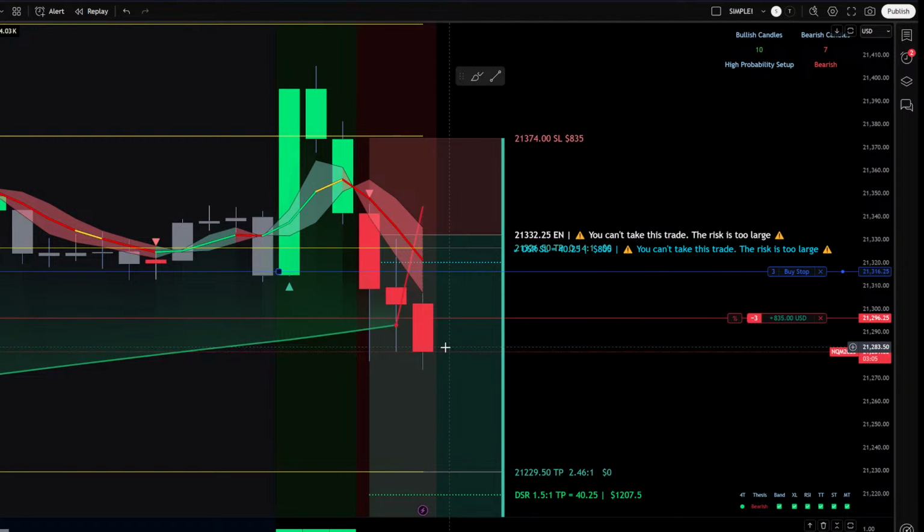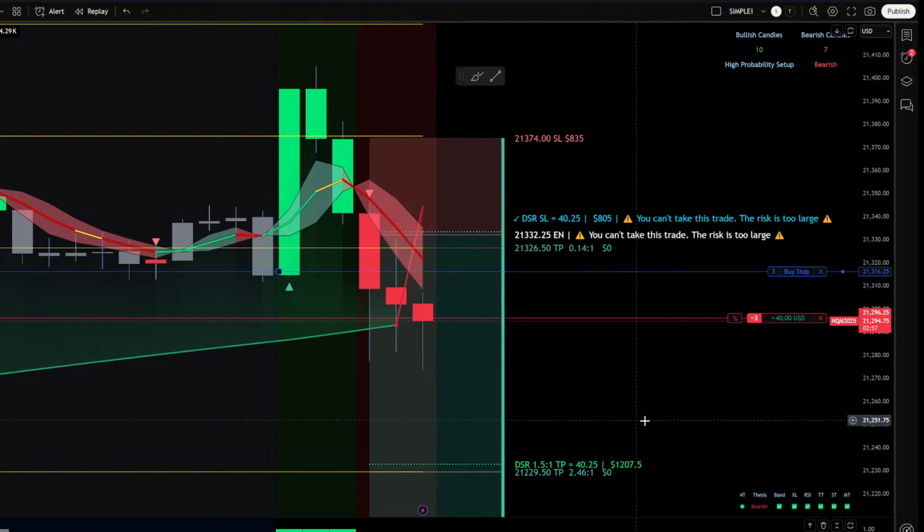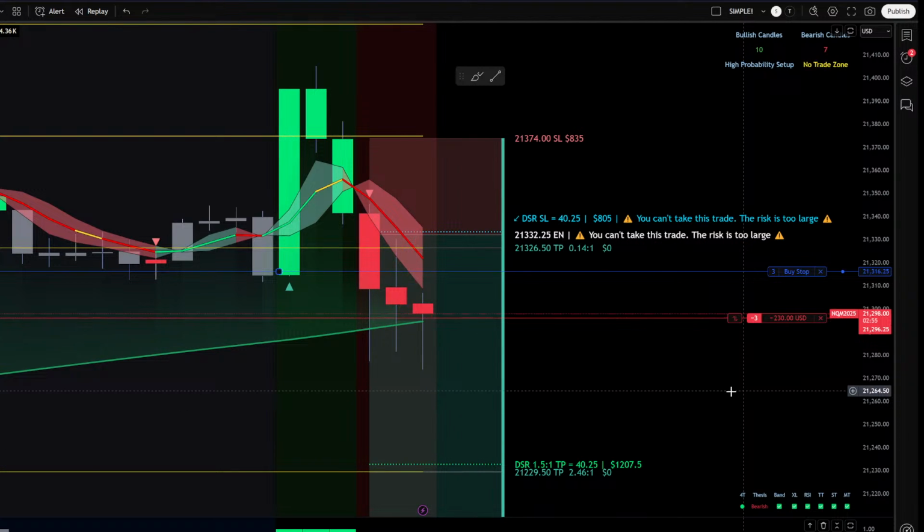You got to wait for that candle to close. And then what you're looking for is the next candle in a sequence to have that continuation, right? And so we're not getting that close just yet.